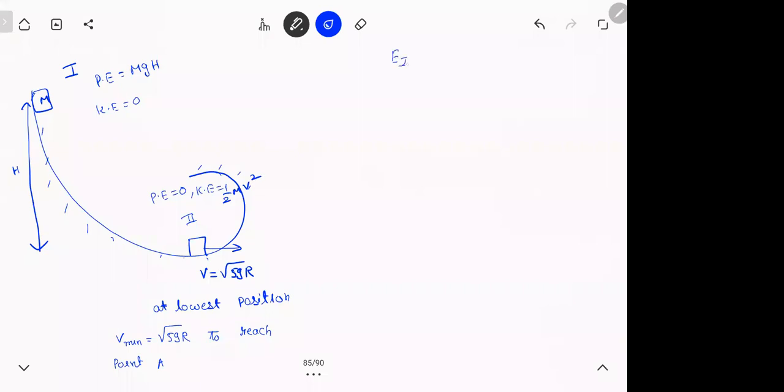Initial energy is equal to final energy. You get mgh is equal to half mv square. But I know what is v square. Half m 5gr. We get h is 5r by 2. This is the minimum. You should have at least 5r by 2 height in order to complete a vertical circle.